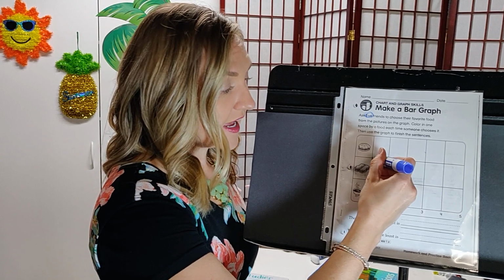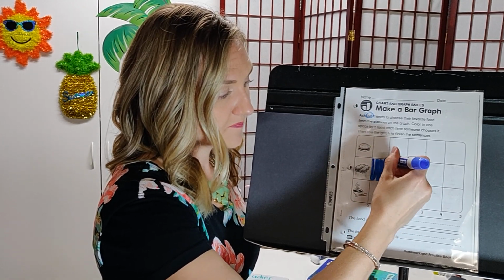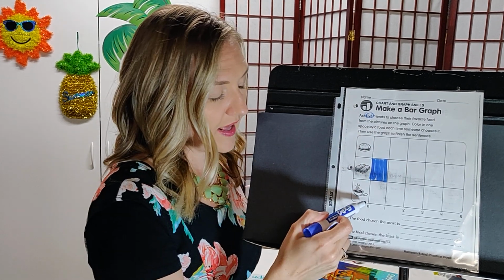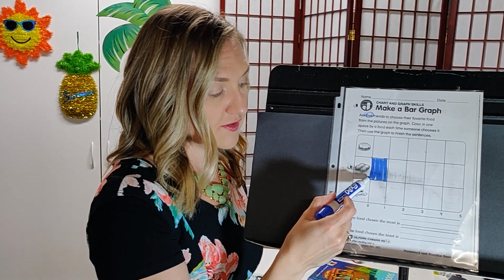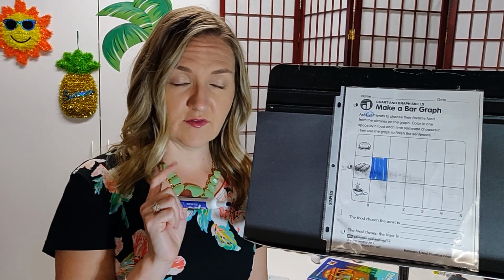So since I do know my own vote, I'm going to go ahead and fill this in here. Now my bar graph went from 0 votes for sandwich, all the way, I stop at the number 1 because I have one vote.